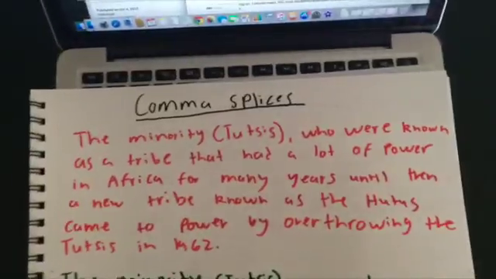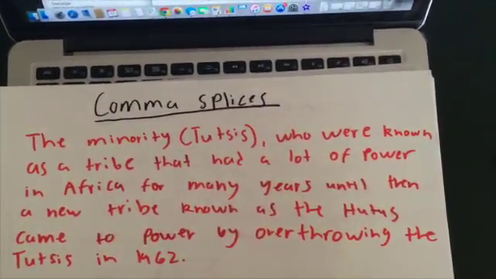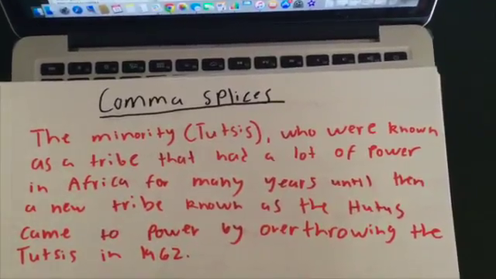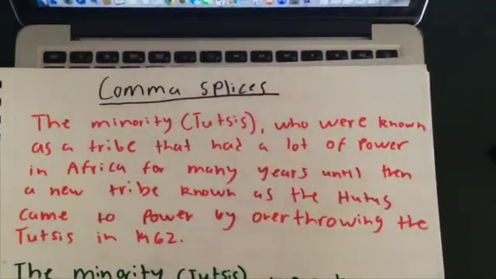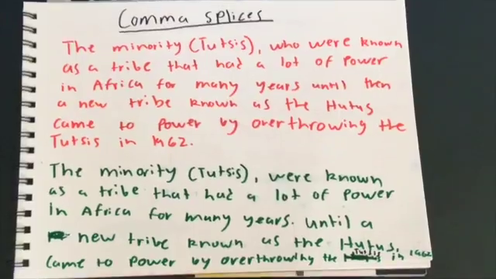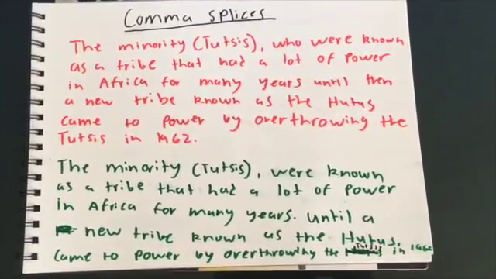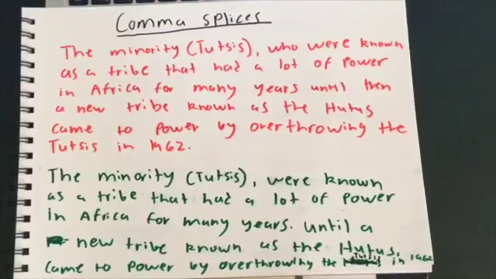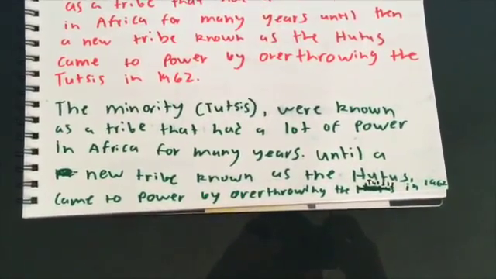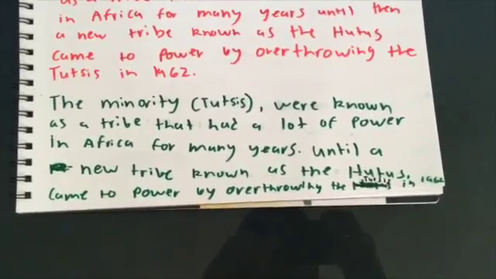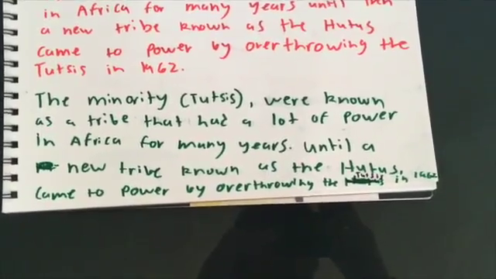For example, "The minority Tutsis, who were known as a tribe that had a lot of power in Africa for many years until then, a new tribe known as the Hutus came to power by overthrowing the Tutsis in 1962." Here you can see that it's a run-on sentence. The correct way to write this sentence would be to separate this phrase and put it into two sentences. The correct way would be like this: "The minority Tutsis were known as a tribe that had a lot of power in Africa for many years. Until a new tribe known as the Hutus came to power by overthrowing the Tutsis in 1962."